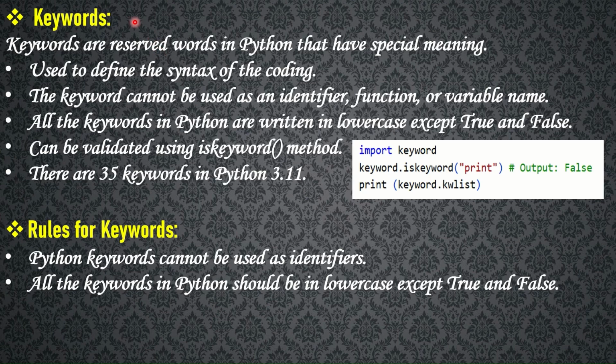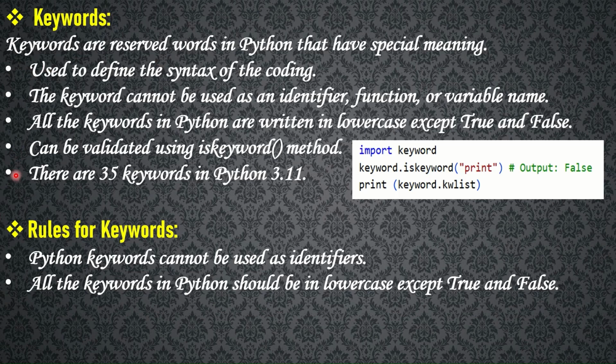Now let's see keywords in Python. Simply, keywords are reserved words in Python that serve a special purpose and have a special meaning. Anything that is reserved means that it can be used only for a special purpose. So in Python, we have some words that are reserved for a special purpose only.